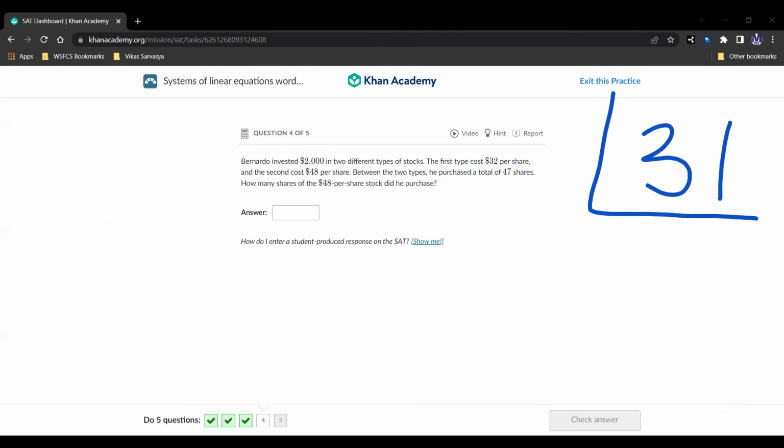So let's try to use the other more streamlined method. Right, so here's what we're going to do. They're asking us for the $48 per share stock. So we're going to assume everything is the opposite, the $32 per share stock. If it was all that, it would be 47 times 32, which is 1,504. All right, as we found, the difference is still going to be 496. And we gain $16 each time we switch out. So dividing by 16, we get 31. Right, so as you can see, it's the same method.